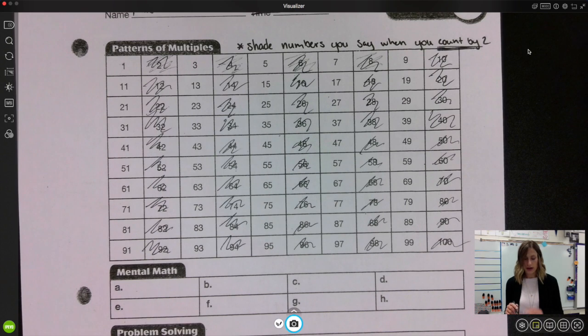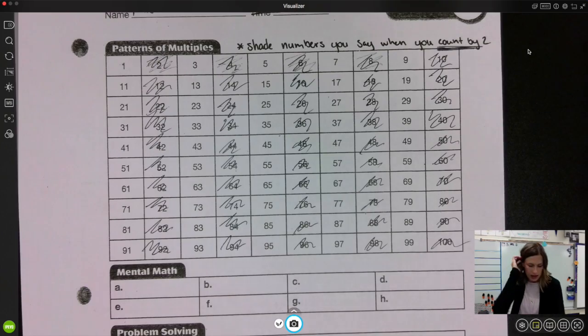For our counting today, we're counting by 4s, starting at 4. So 4, 8, 12, 16, 20, 24, 28, 32, 36, 40. Excellent.